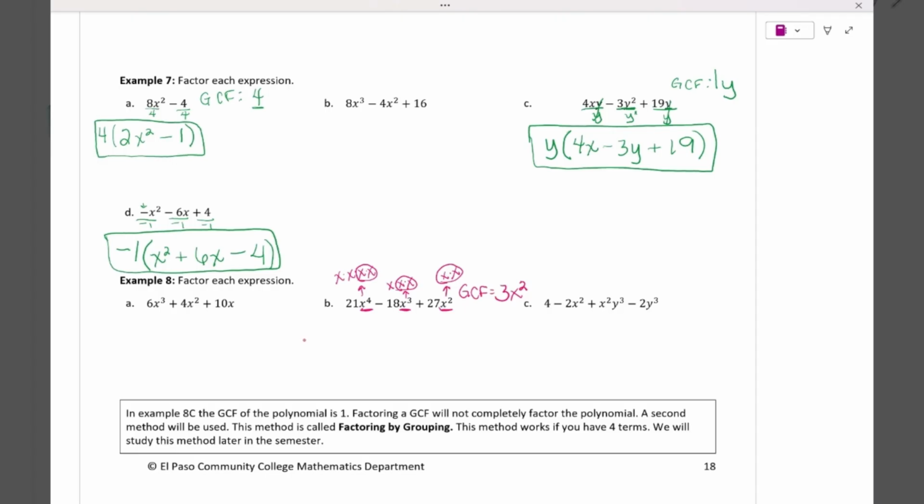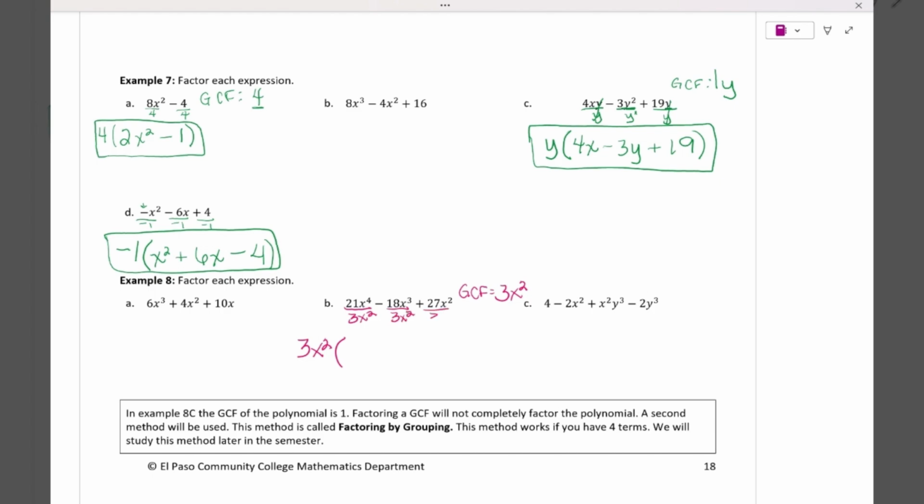Okay, so I'm going to divide everything by that 3x squared. So I write that in parentheses is what I get after I do that division, right? So let me clear this out. Let's divide every term by this GCF 3x squared.